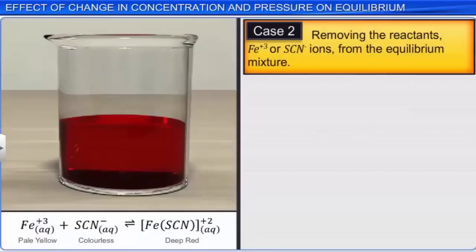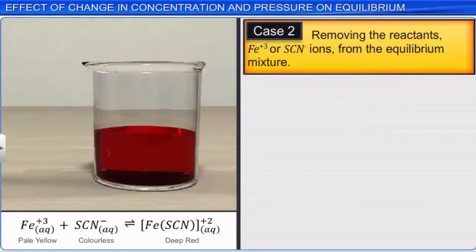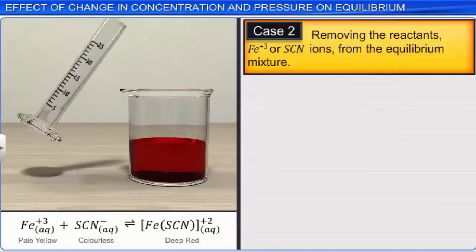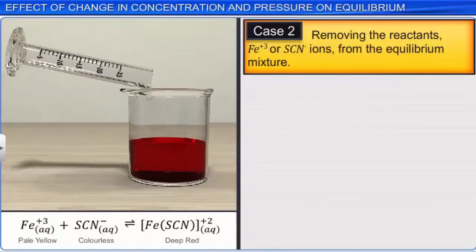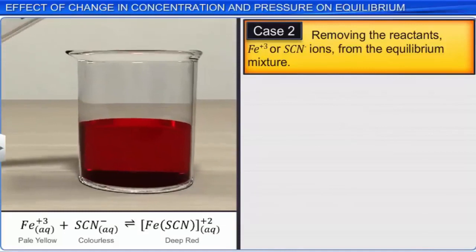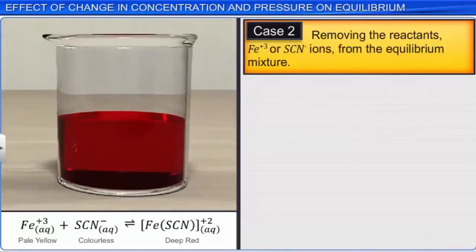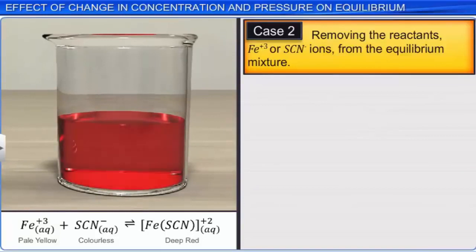Case 2. Removing the reactants Fe3+ or SCN- ions from the equilibrium mixture. Now, suppose you add a few ml of oxalic acid to the reaction mixture at equilibrium. You can see that the intensity of the red color of the solution decreases and the solution turns pale. Why does this happen?